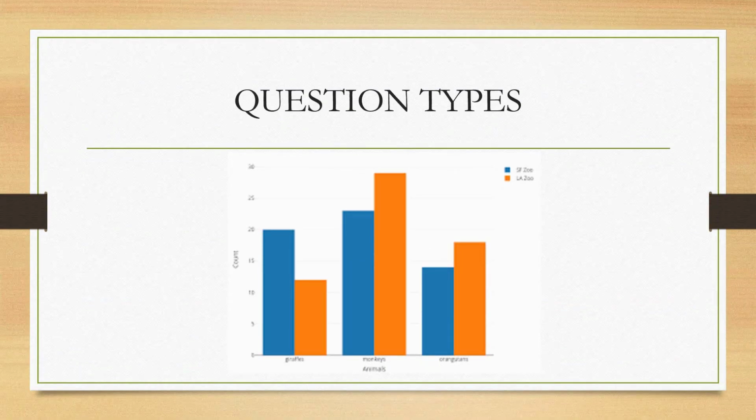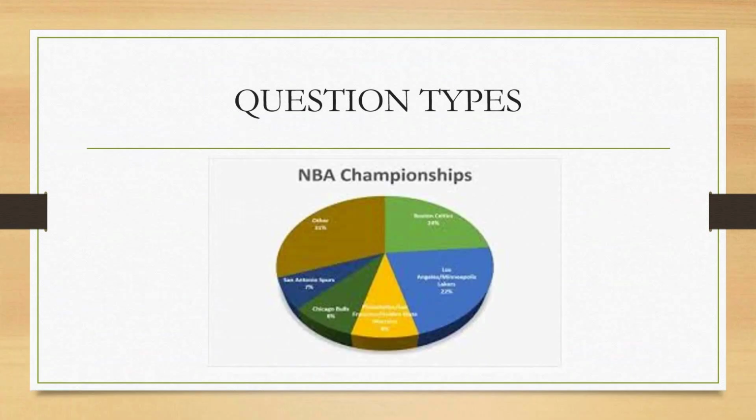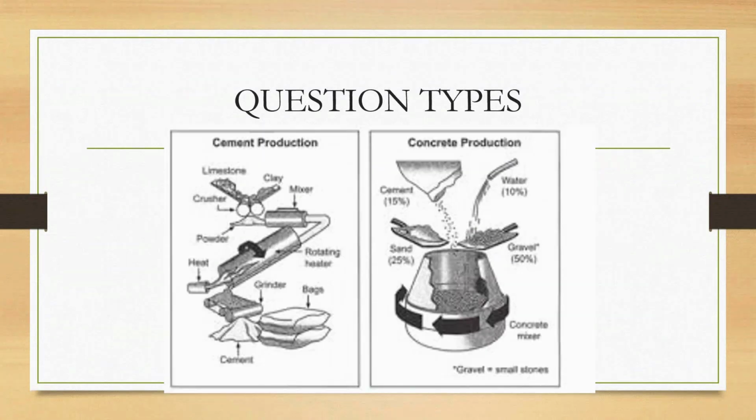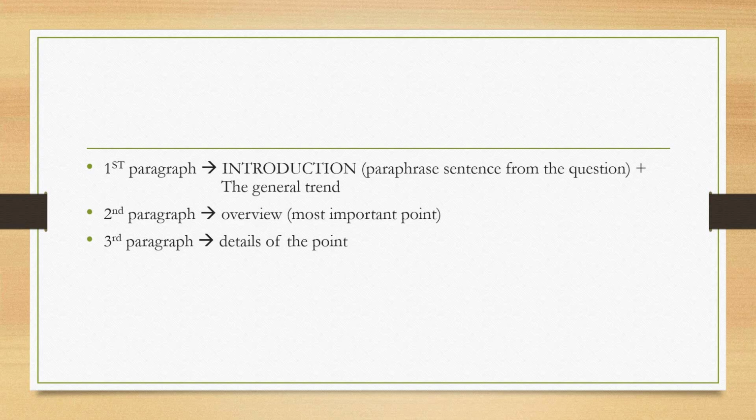These are the question types. First, this is the bar chart. This is the line chart, and this is a pie chart. The most common one is the table chart, and this is the process. Last but not least, this is a diagram.